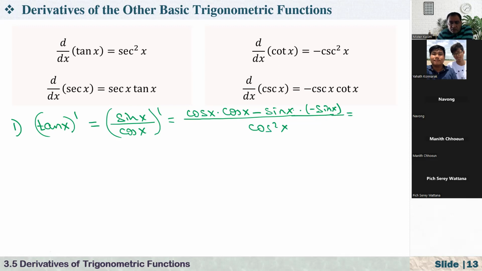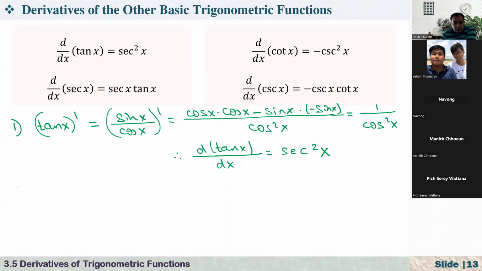Now, if you simplify the numerator, cosine squared of x, minus minus is plus sine squared of x, which is equal to 1, over cosine squared of x. Now I can write this in a simpler form: the derivative of tangent of x with respect to x is equal to, what is it? 1 over cosine is the secant function. So that's equal to secant squared of x.